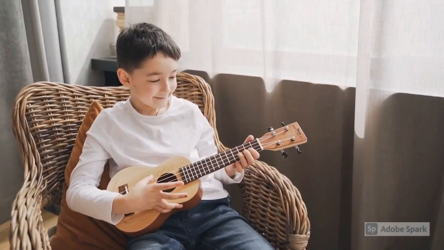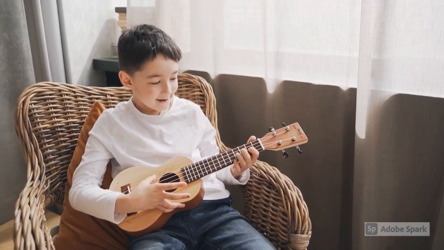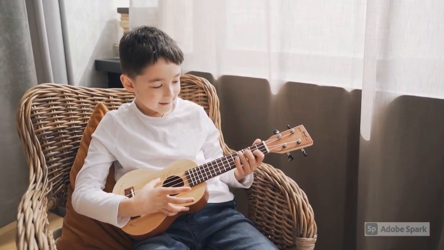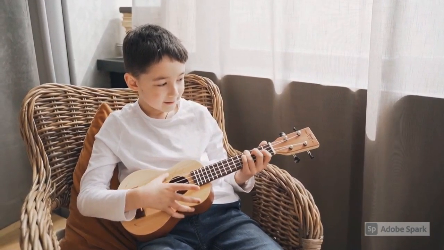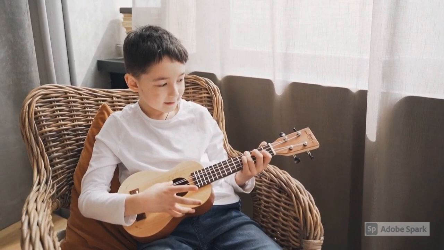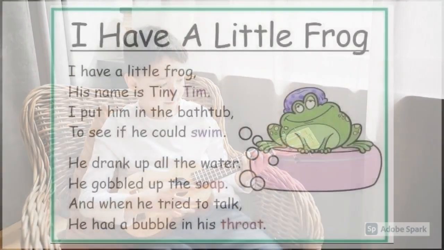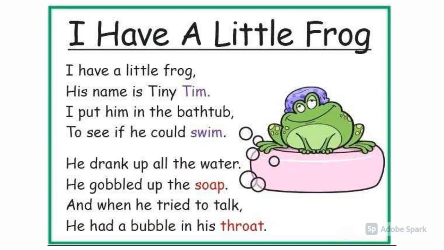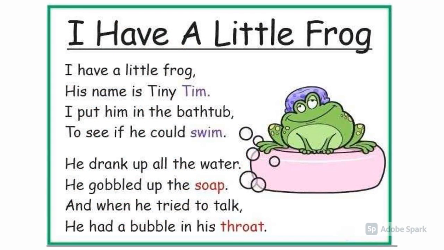Poems are much shorter texts that often have rhyming words. The types of poems that we see in kindergarten can often be played with music and are turned into nursery rhymes, like Humpty Dumpty or like Dr. Seuss. One of my favorite poems is I Have a Little Frog.